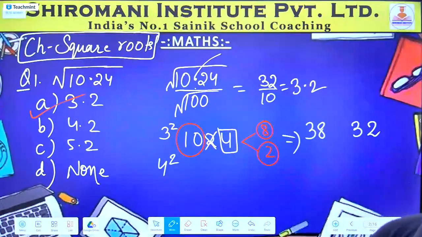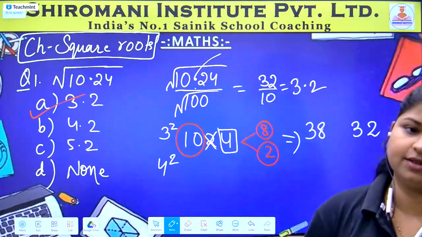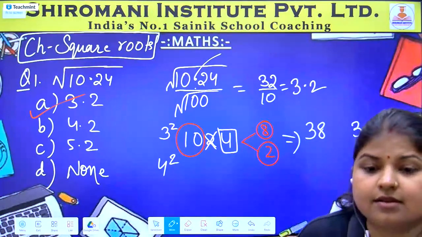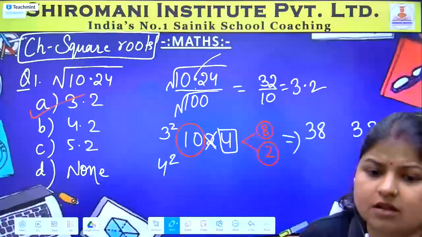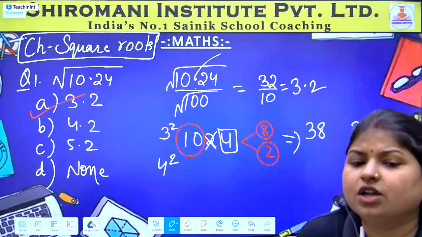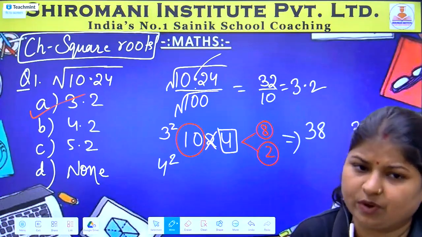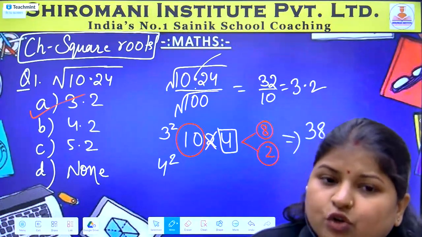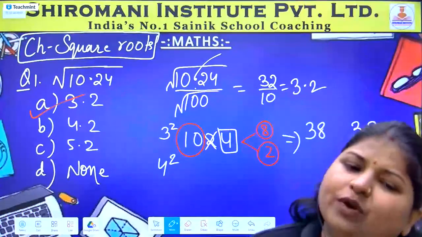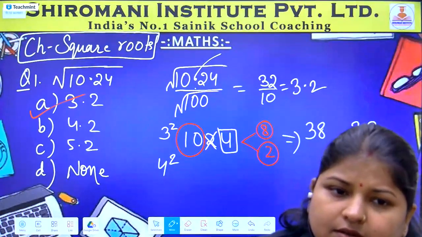Yes, Ajish? Ma'am, didn't understand. Which step you did not understand, Ajish? Ma'am, after calculating this square root of 100. Okay. You asked me the doubt related with the point one. Tell me, Ajish, do you know to calculate the square root without point? No, ma'am.